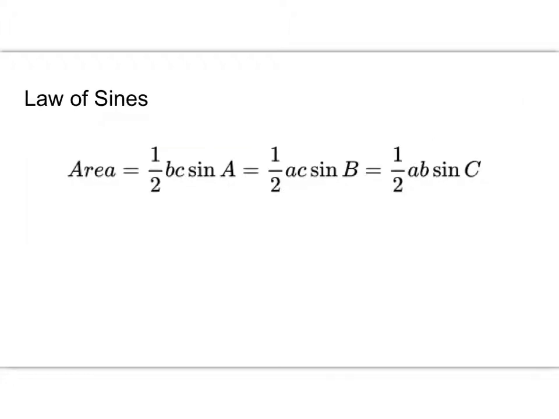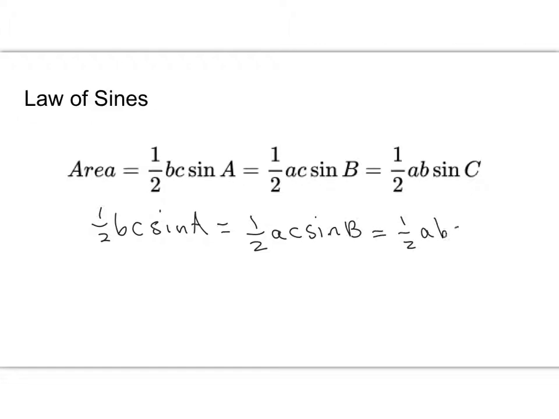And from a previous video, we saw that depending on which two sides we had and which angle we had, there are three different formulas for the area of a triangle. And since the area is the same on one triangle, no matter what two sides and what angle you're given, these formulas all equal each other. So I'm going to rewrite these all equal to each other.